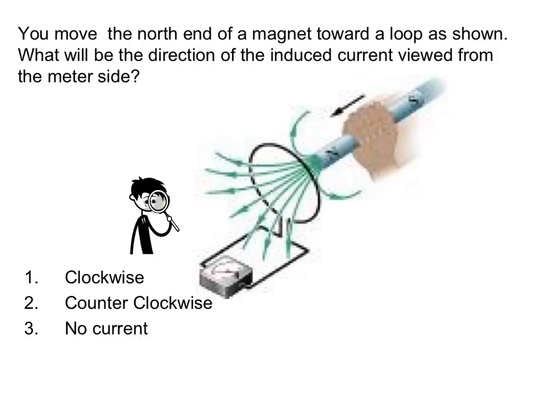Okay, so let's see if you can follow the reasoning on this problem. Imagine now you have a loop of current like shown, and you have an ammeter here which measures the current through this loop. You move the north end of a magnet towards the loop. What is the direction of the induced current viewed from the meter side? Viewed from this side looking this way, do you see current flowing clockwise or counterclockwise?